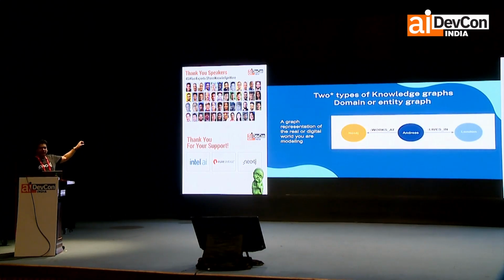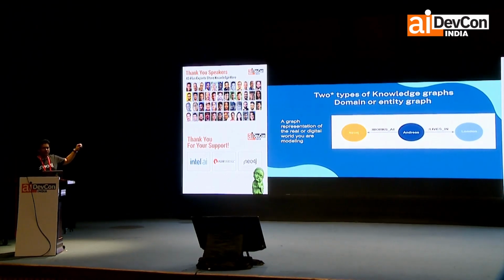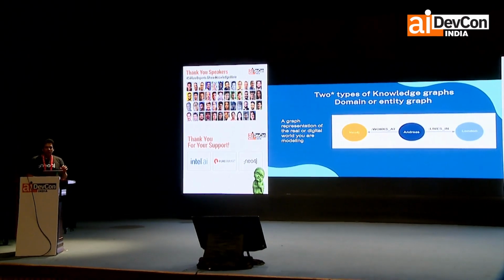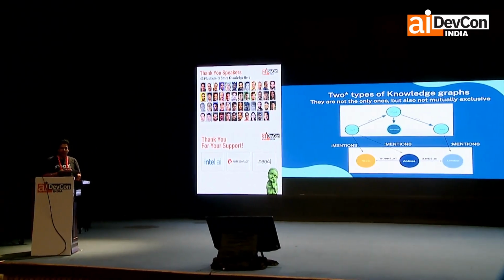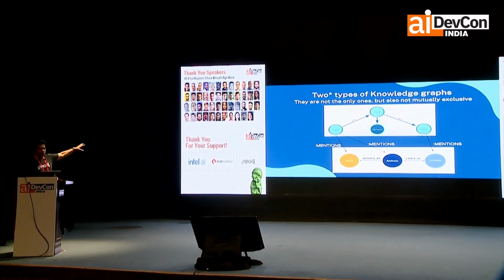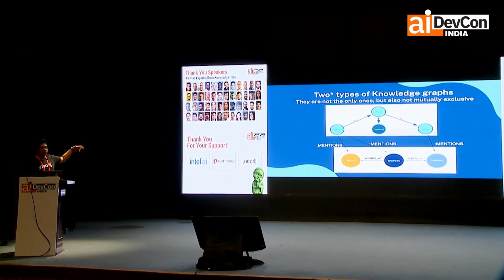And then, as I said, there is a process where you can extract entities and relationships out of your chunks, and then you create a domain or entity graph. It's nothing but a graphical representation of a real or digital world that you're trying to model. Now, these 2 graphs do not exist in silos. They are connected with each other. So your chunk could mention 2 entities, and then there's another chunk which also mentions a third entity. Now these 3 entities are connected with each other, which you don't realize.